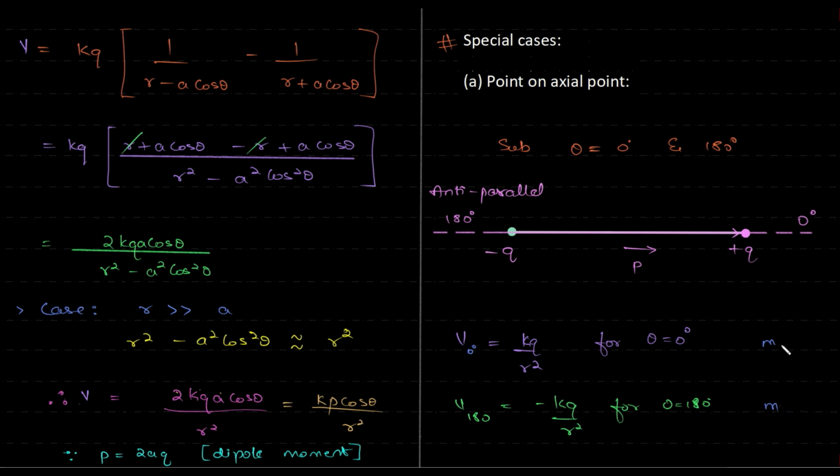Did I change it? This is a case of maximum, this is a case of minimum. My bad. Where a negative is there, so obviously this is smaller than that. So this is a case of maximum. So the potential is maximum along the axial line and minimum along the axial line, depending on where it is. Is it on the right or the left? With respect to the dipole moment, that is.